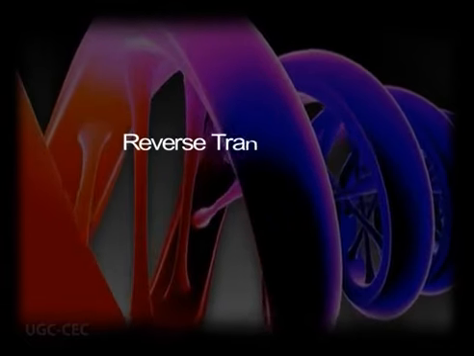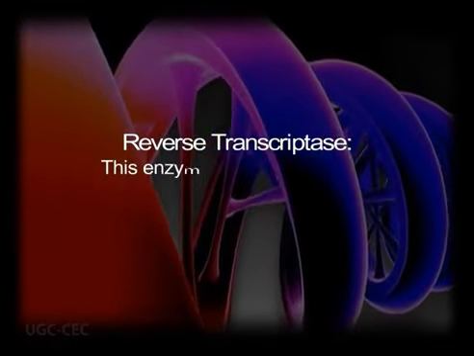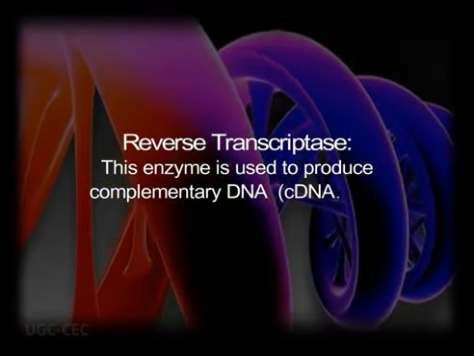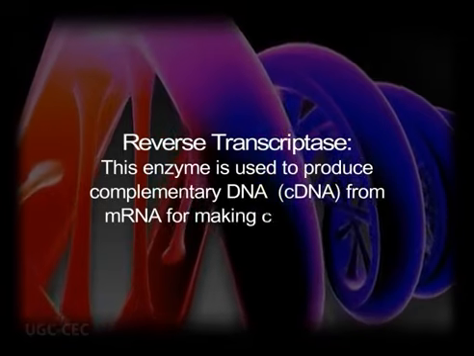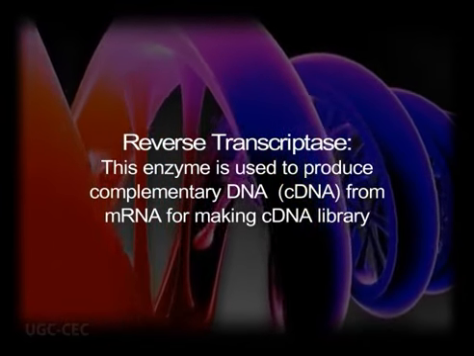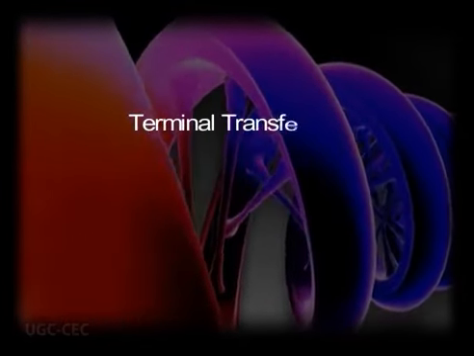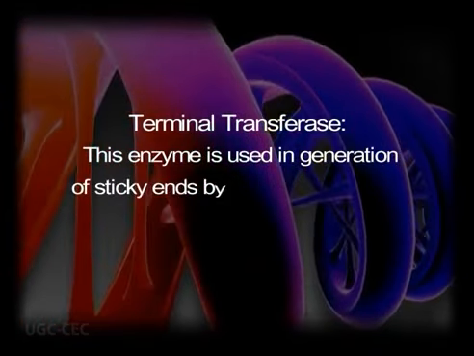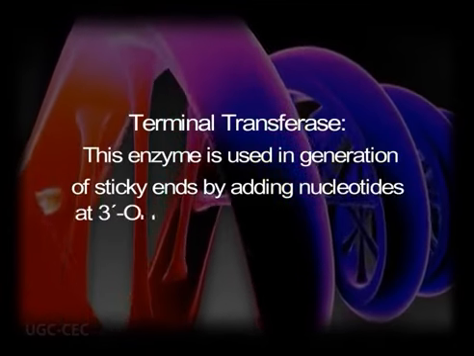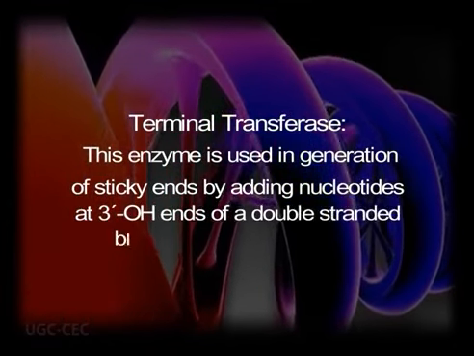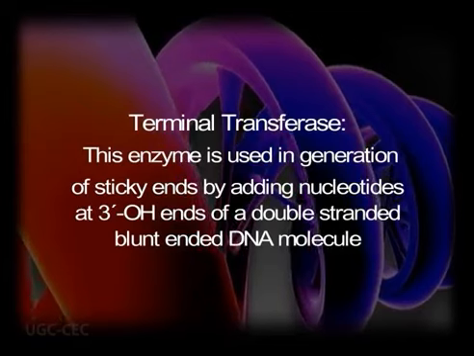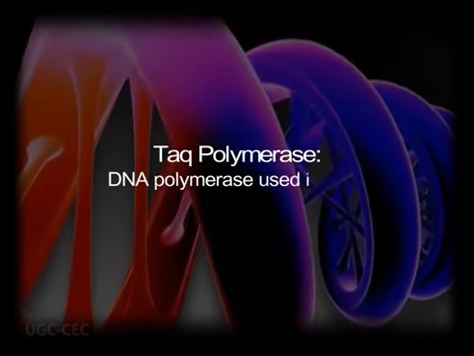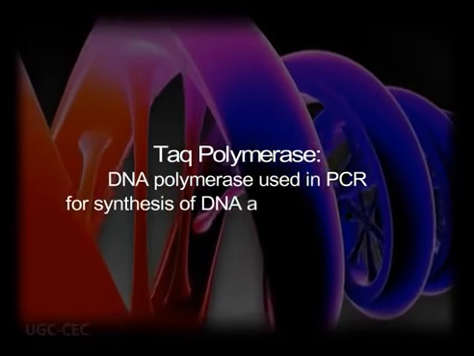Reverse transcriptase is another enzyme. This enzyme is used to produce complementary DNA, that is cDNA, from mRNA for making a cDNA library. Terminal transferase is used in generation of sticky ends by adding nucleotides at the 3'-OH ends of a double-stranded, blunt-ended DNA molecule. Taq polymerase is a kind of DNA polymerase used in PCR for synthesis of DNA at high temperature.